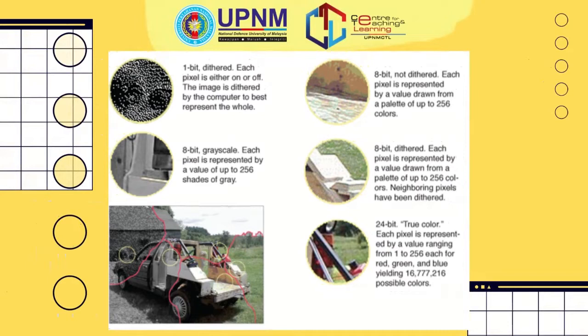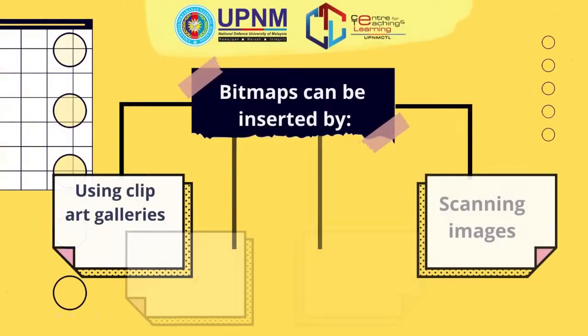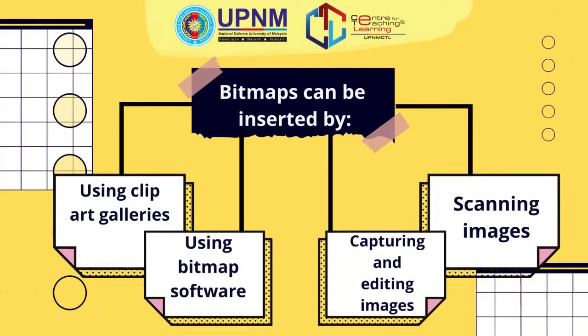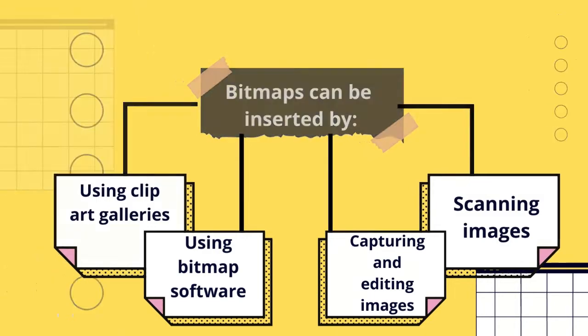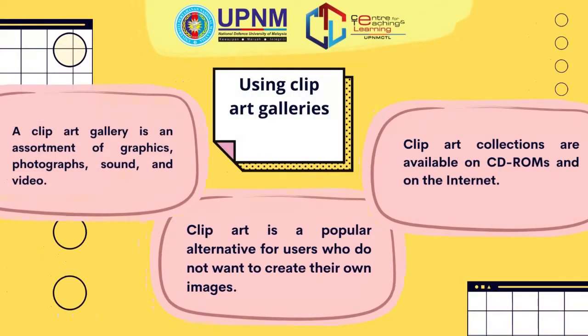24-bit true color: each pixel is represented by a value ranging from 1 to 256 each for red, green, and blue, yielding 16,777,216 possible colors. Bitmaps can be inserted by using clip art galleries, using bitmap software, capturing and editing images, and scanning images.